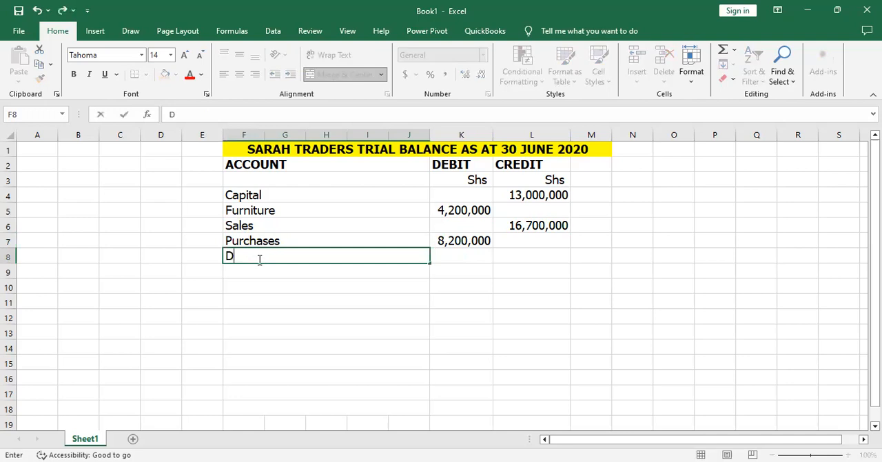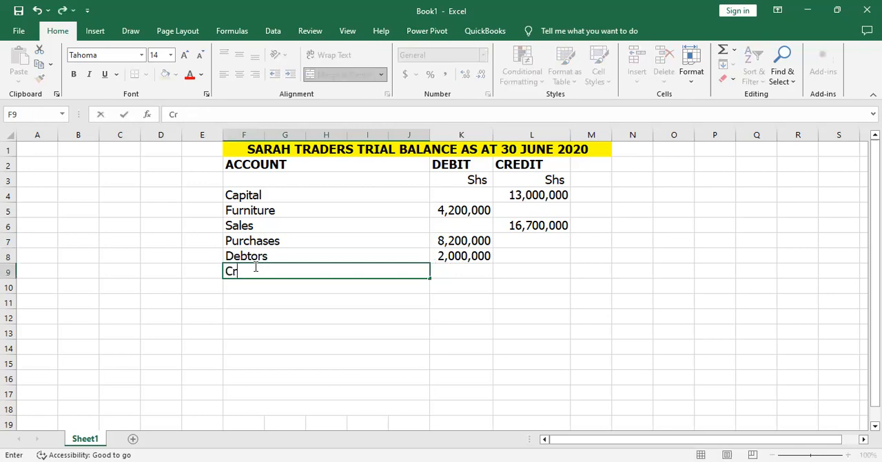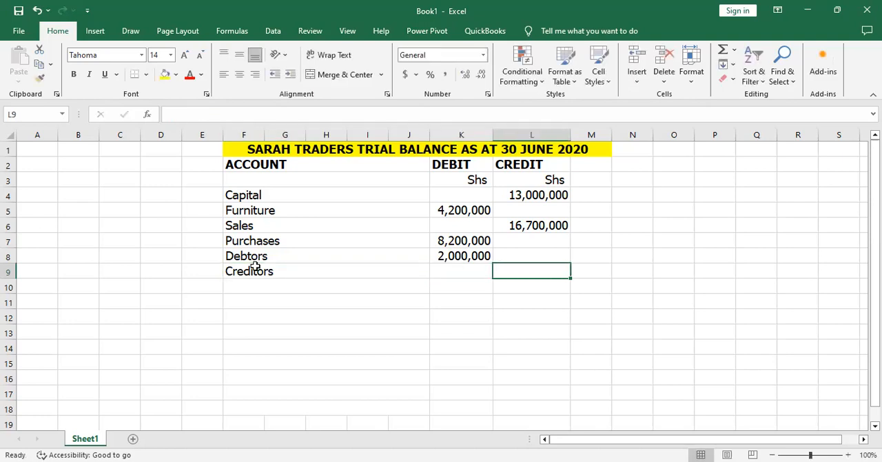Then you have the debtors. Debtors are current assets to the business. Assets have a normal debit balance brought down. Then you have the creditors. Creditors are current liabilities to the business. Current liabilities have a normal credit balance, so we'll put that on the credit.